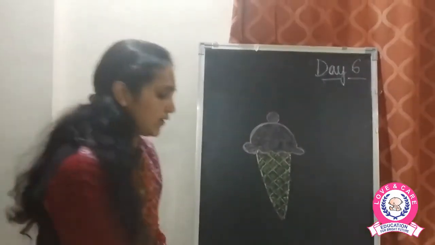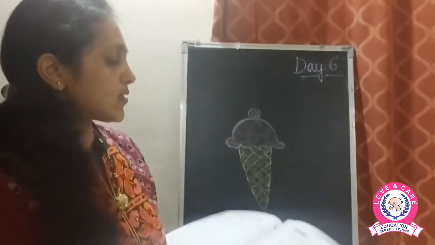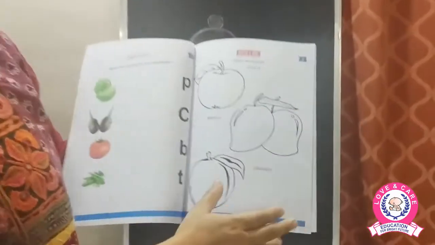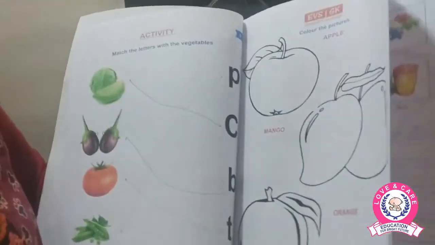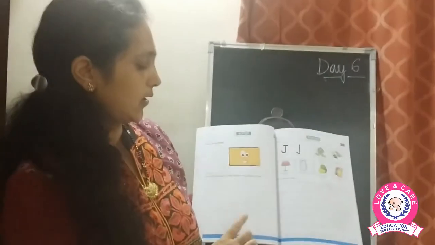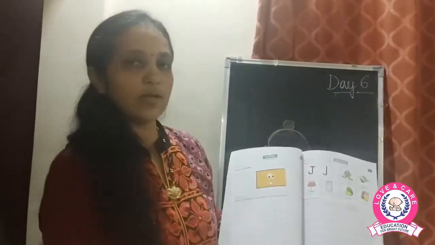Okay children, so in day 6 what we have learned was we are going to write the I. Then we have to match the letter with the vegetable. And then you have to color the fruits. And then we have learned one more new shape, that was a rectangle. Again you have to join the dots and color the rectangles using different color.